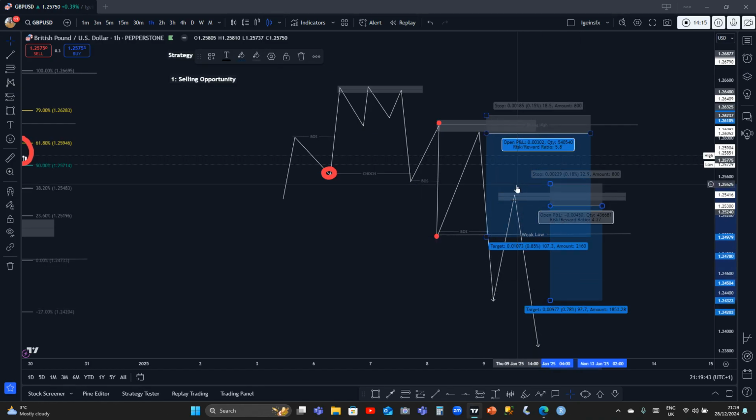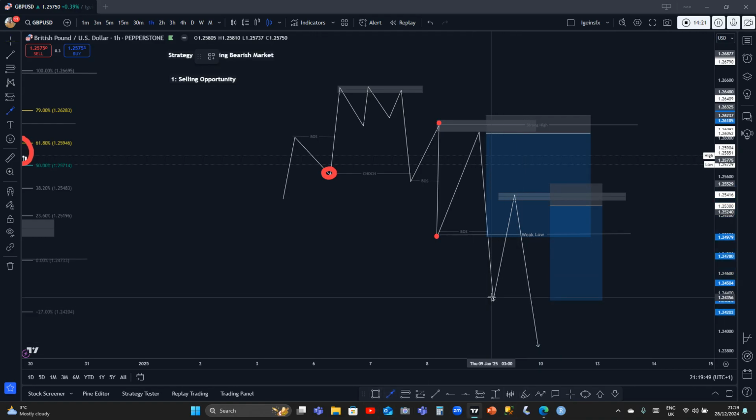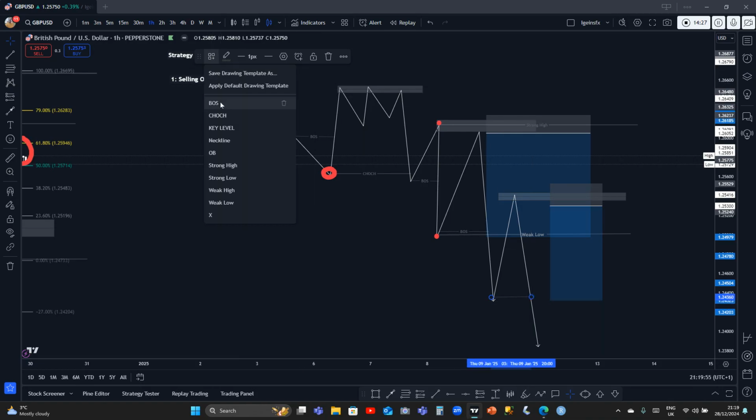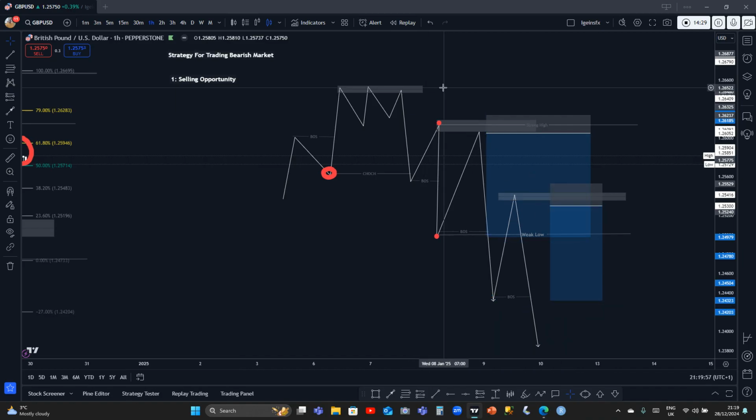Once you enter from here, you wait for price to come and take out this low. Once price takes out this low, you now say break of structure. So guys, this is how to trade a bearish trend.